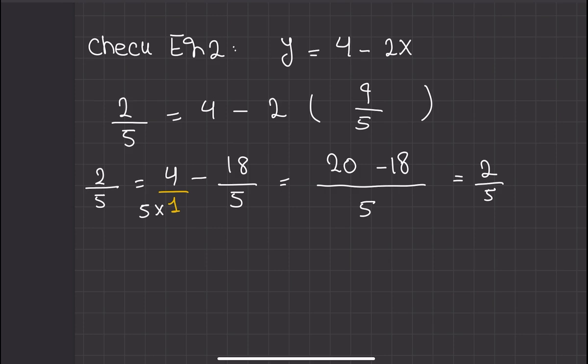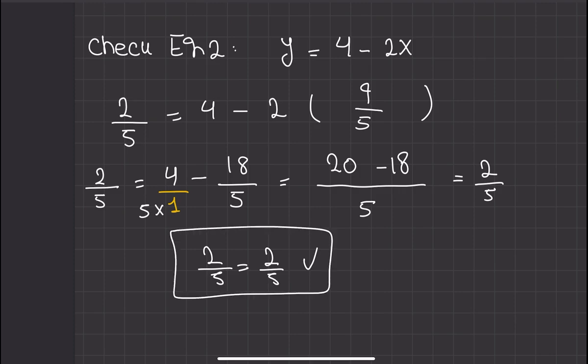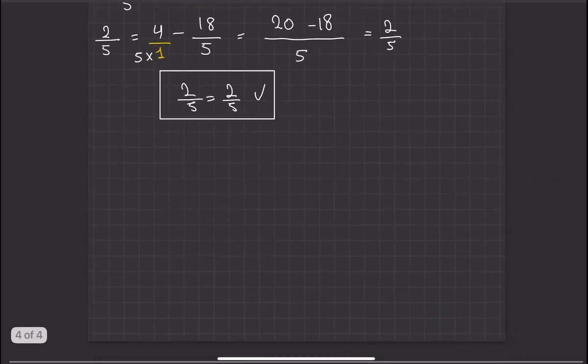So you see the right side and the left side are equal. So it means everything is correct. And that means the numbers we have found are correct. So this is for the second example.